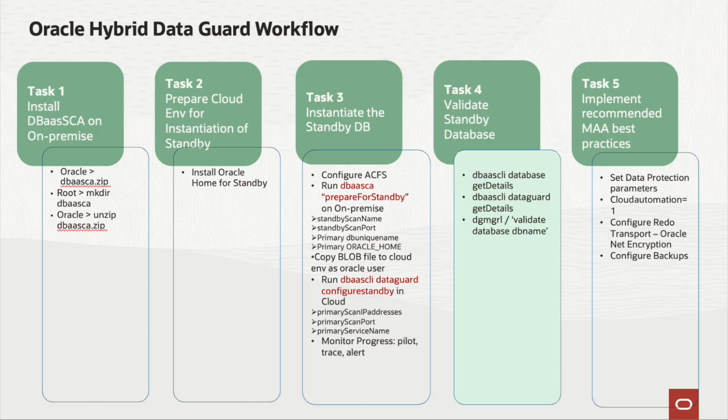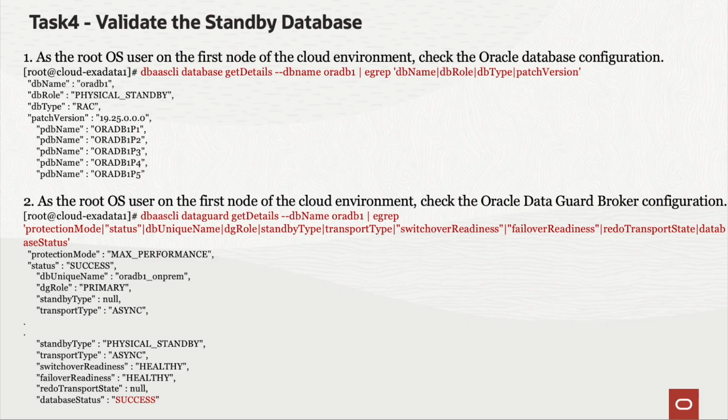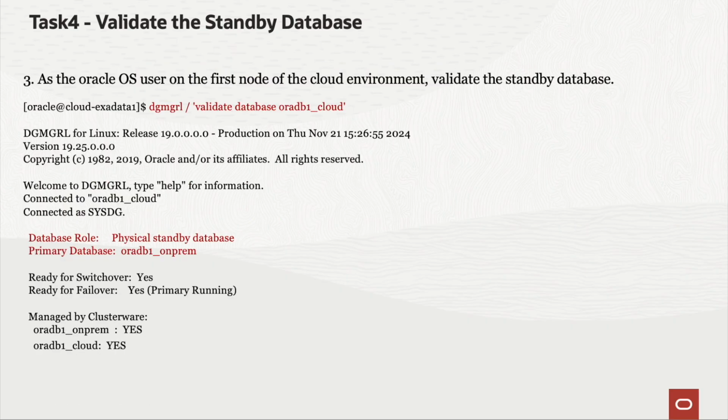After the configure standby process completes successfully, validate the standby database. Here are the commands to check the Oracle database configuration from the cloud environment. Also check the broker configuration from the cloud environment. Status should be success. If any other status is shown, rerun the command after waiting 2 minutes to give the broker time to update. If issues persist, see the Oracle Data Guard broker documentation to diagnose and correct any issues. Similarly, from the cloud environment, validate the standby database using DGMGRL.